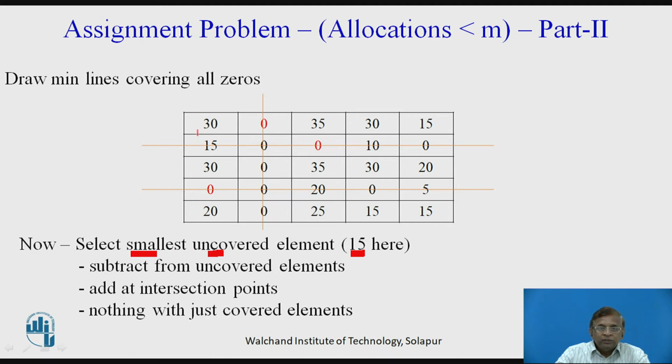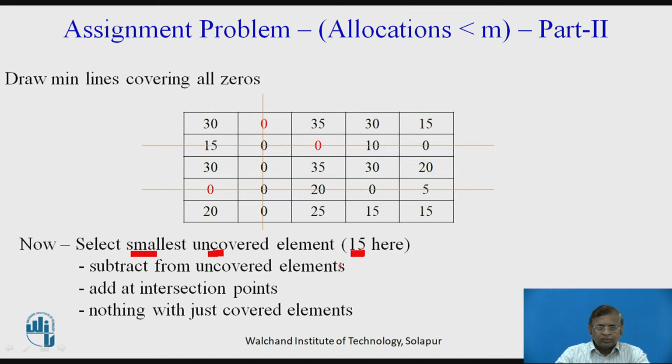So uncovered means this is like 30, 35, again 30 and 15, like this. The elements which are not covered by the lines, we call them uncovered elements. So from amongst such elements, 15 is the least element. Now, what to do about these elements?